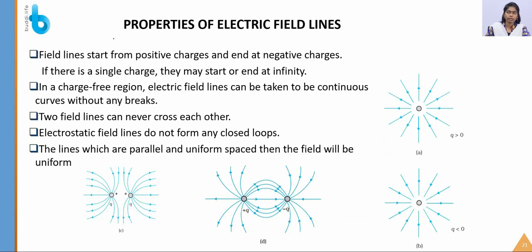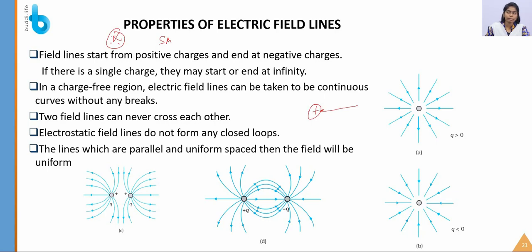Next, properties of electric field lines. It is also a very important question. This question can be asked as a short answer. The first property: electric field lines start from positive charges and end at negative charges. Yes, the electric field starts from the positive charge and ends at the negative charge.